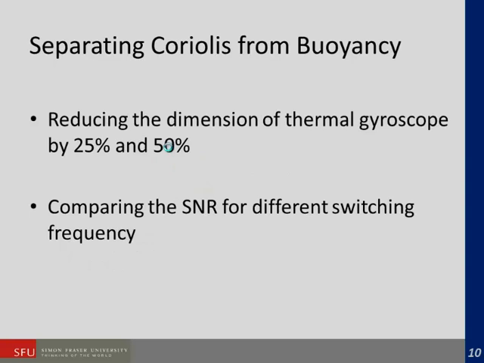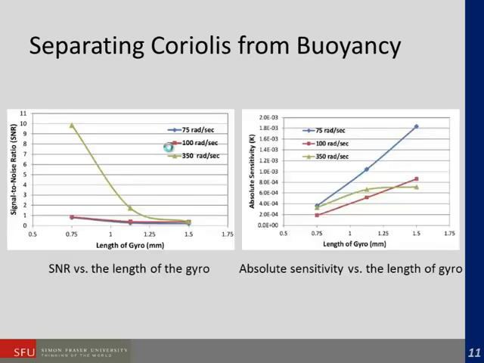So what we did here was decrease the size of the cavity, because we get less volume of gas, and as a result the time it takes for the gas to reach 90% of equilibrium temperature will be much smaller. We decreased the size by 25% and 50%, and then we compared the signal to noise ratio for different switching frequencies. But there is a maximum for defining this switching time, because every heater should be on long enough to reach 90% of equilibrium temperature in the cavity.